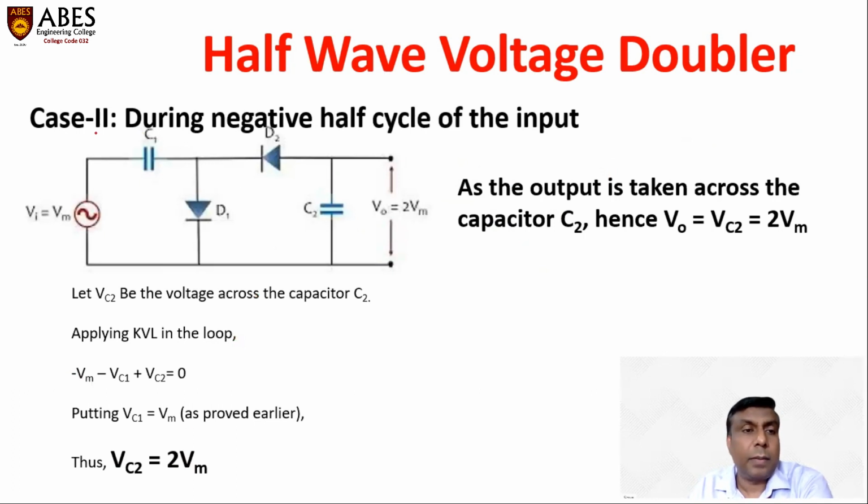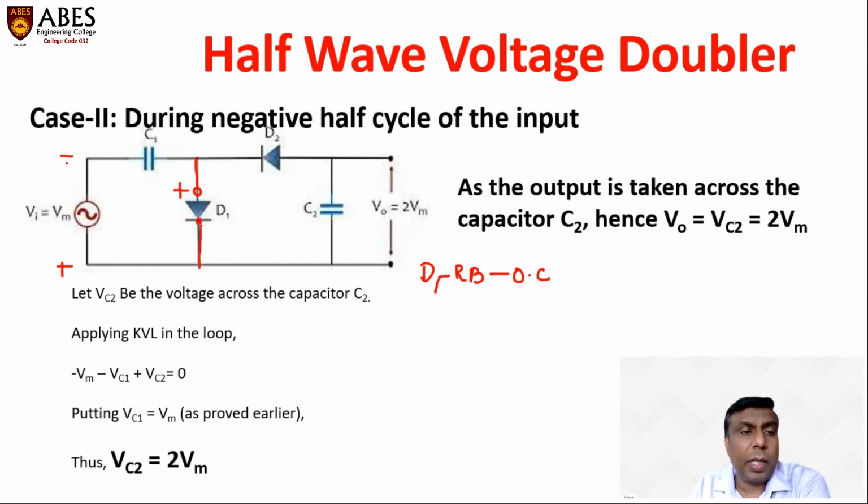Now let's discuss case number 2, which corresponds to the negative half cycle. During the negative half cycle, this will be minus and this will be plus. Again, we need to check which diode will be forward biased and which diode will be reverse biased. The negative terminal of the input is connected to the positive terminal of diode D1. Therefore, diode D1 will be reverse biased. Hence, it will behave like an open circuit.